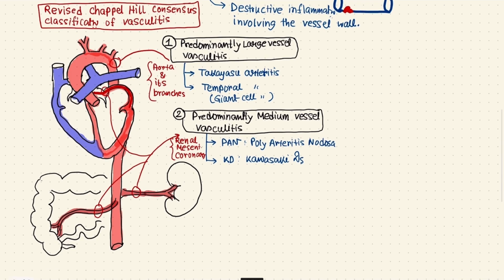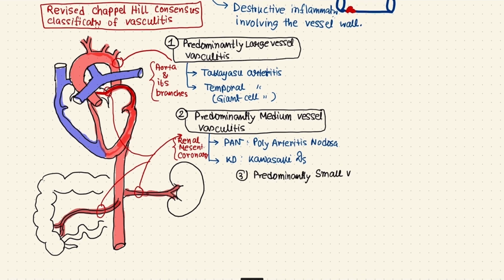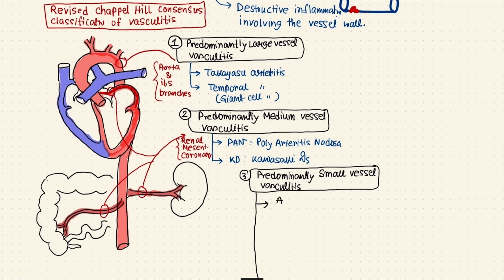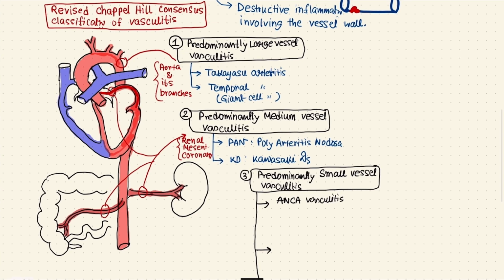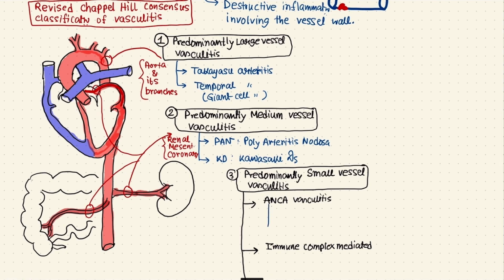And we have predominantly small vessel vasculitis. The vessels involved are arterioles, capillaries, venules, and veins. Under this small vessel vasculitis, we have ANCA vasculitis and also immune complex mediated vasculitis.